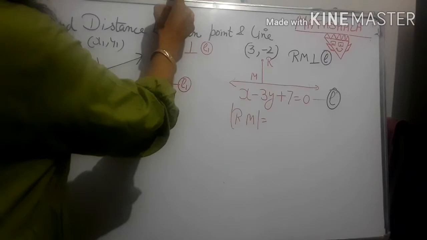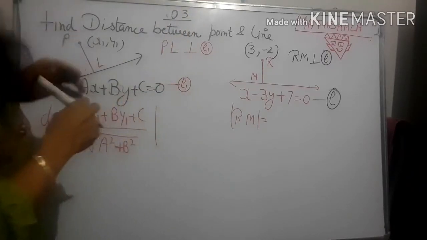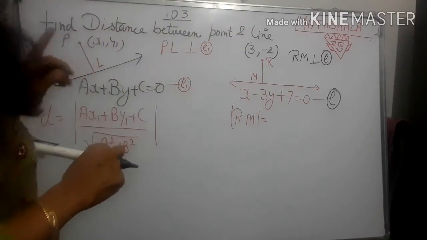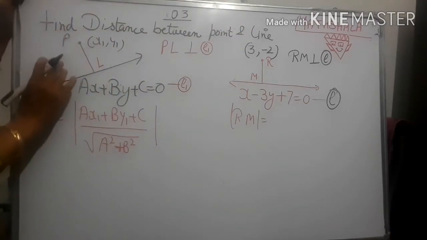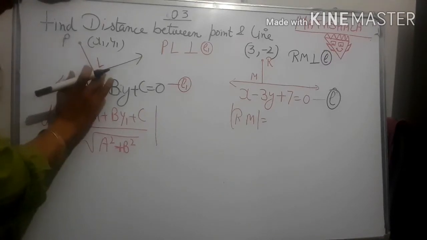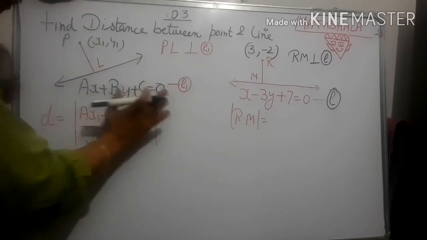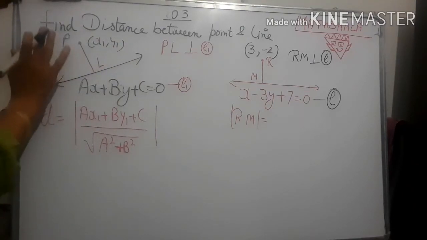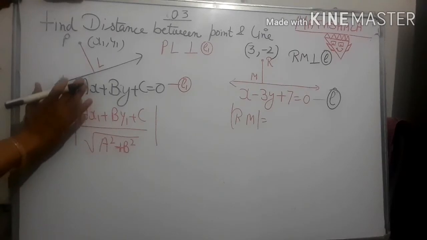Welcome to Math Shala, and today we are going to find out the distance between a point and a line. Any point in the plane and a line in the plane, how to find the distance between the point and this line L1. This is the general form. This is the point having coordinates x1, y1. I am going to tell you the formula for it.